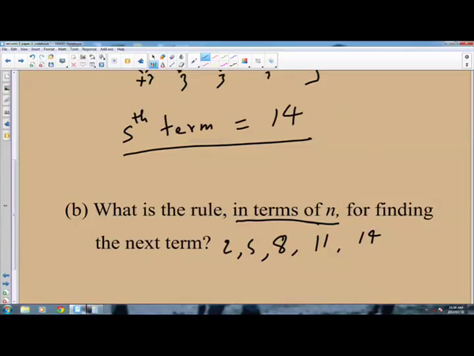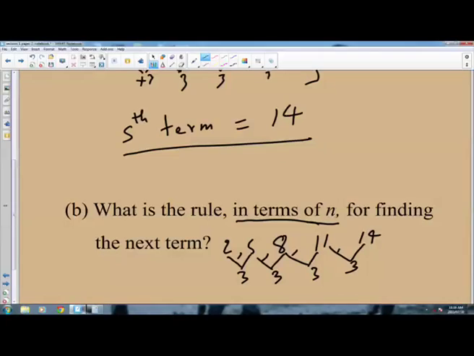So we'll have to find what we call the first difference. 5 minus 2 is 3. 8 minus 5 is 3. 11 minus 8 is 3. And then 14 minus 11 is 3. So what we can see here is the first difference is a constant.